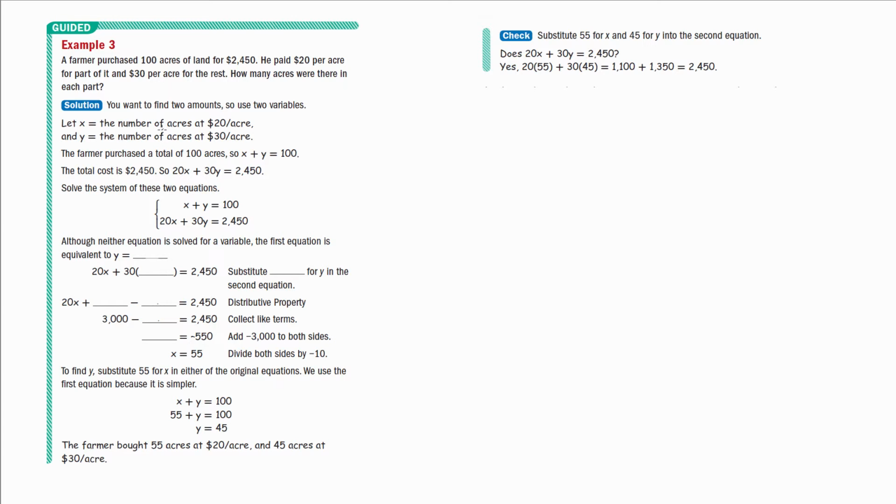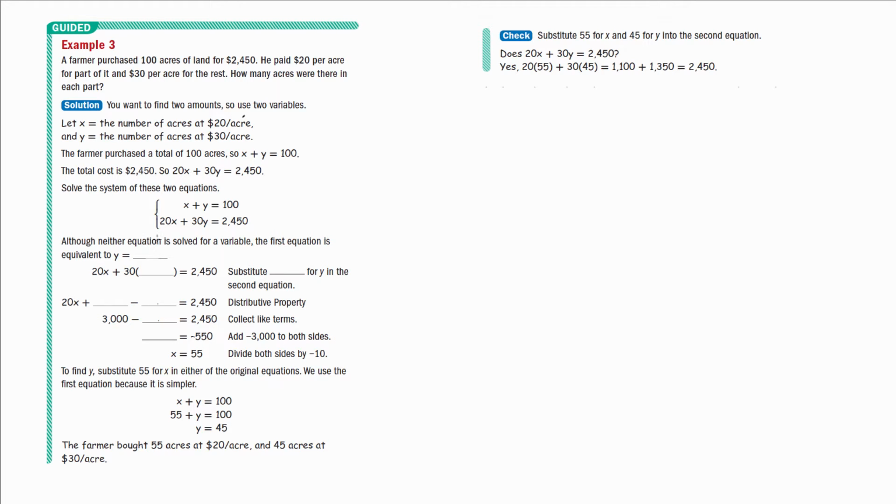We're going to let x be the number of acres at $20 per acre, and y will be the number of acres at $30 an acre. So x plus y equals 100 acres total. And we know the total cost was $2,400. So x times the $20 per acre, plus 30 times the number of acres purchased at that price, is equal to the total price. We now have a system.